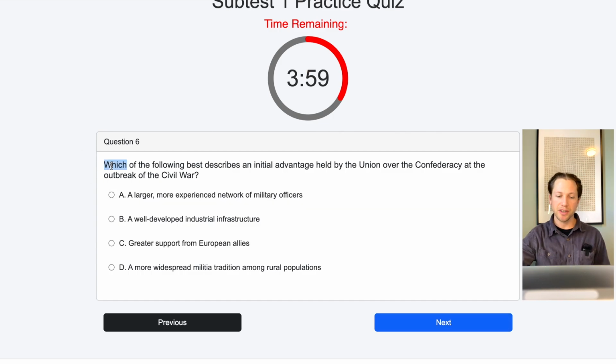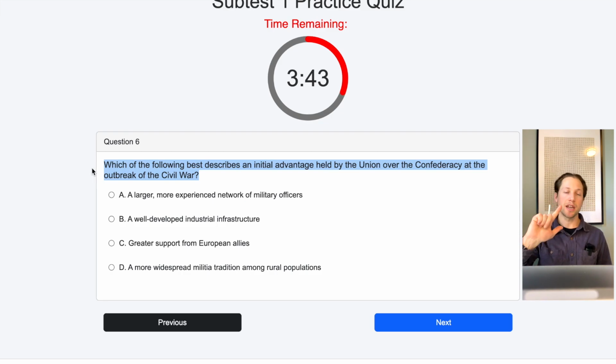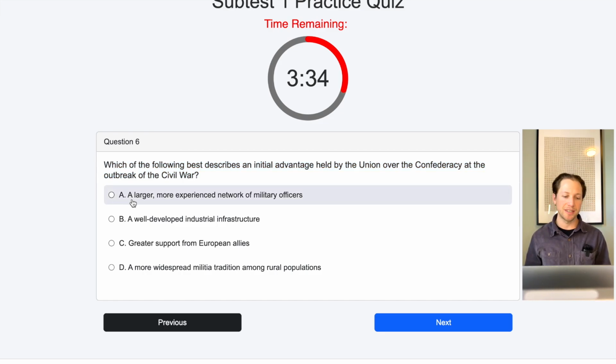All right, letter number 6. Which of the following best describes an initial advantage held by the Union or the Confederacy at the outbreak of the Civil War? So remember, your competency of history while taking subtest number 1 includes world history, U.S. history, and California history, and it looks like we've definitely moved on to the second competency within subtest number 1. So take a moment here, read A, B, C, and D, and then let's pick the best one.